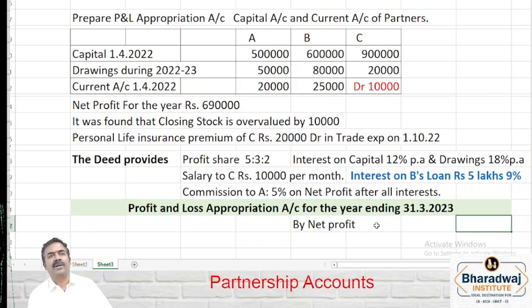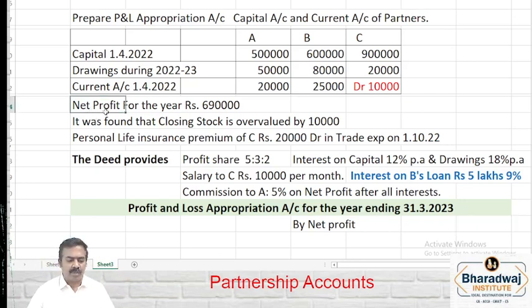What do you mean by overvalued? We put extra value. Opening stock where will it appear? Trading account. Debit side or credit side? Debit side: opening stock, purchases, expenses will come. Credit side, what will come? Sales and closing stock will come. Credit side, when you put more amount, what will happen?